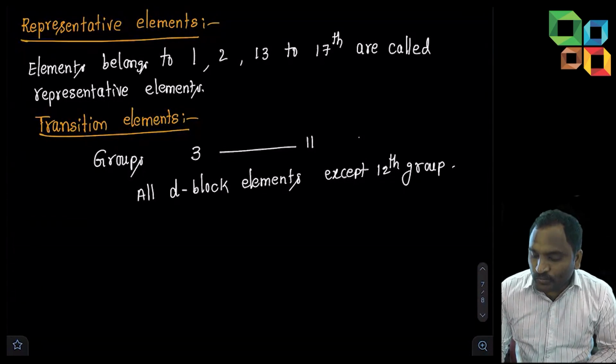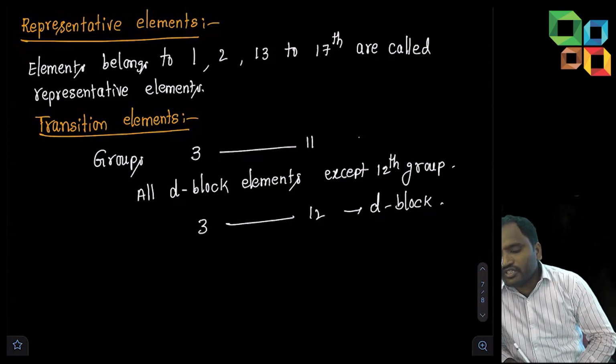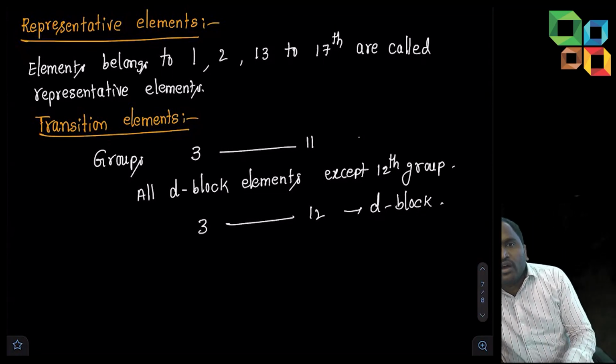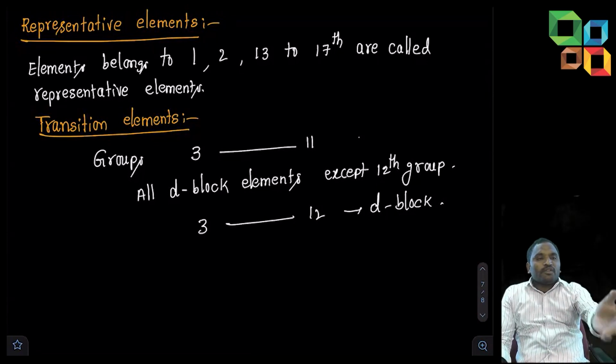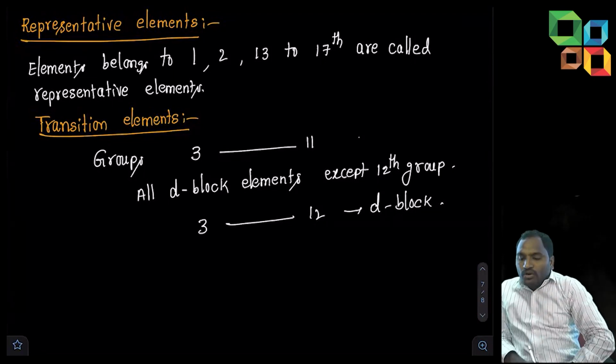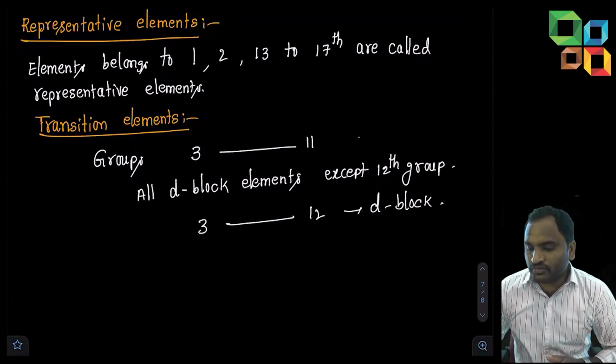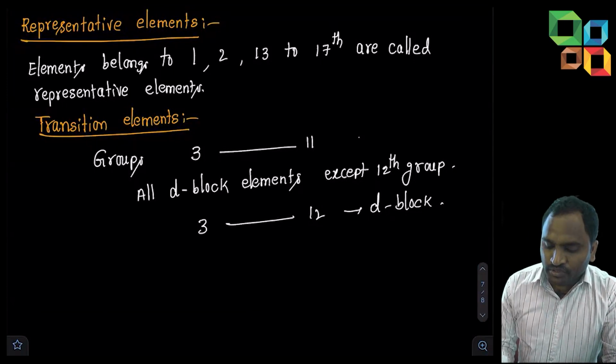Groups 3 to 12 come under D block elements, but 3 to 11 come under transition elements. From this, what we can say is all transition elements are D block elements, but all D block elements are not transition elements. Why? In D block elements, 12th group elements do not come under transition elements. What are the 12th group elements? Why do they not come under transition elements? We'll see now by taking those examples.